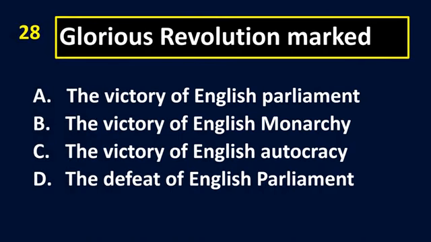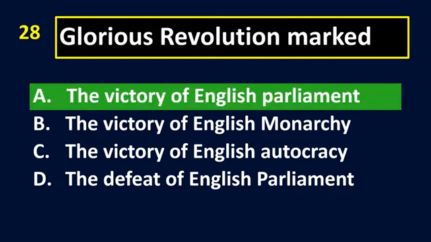28. The Glorious Revolution marked A. The victory of English Parliament, B. The victory of English monarchy, C. The victory of English autocracy, D. The defeat of English Parliament. The answer is A. The victory of English Parliament.